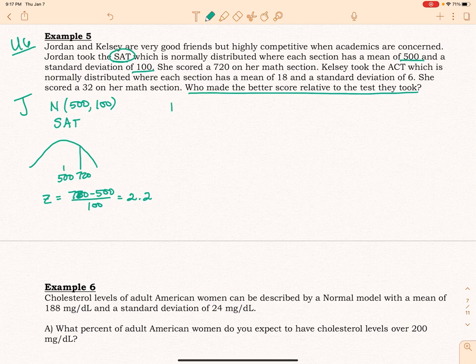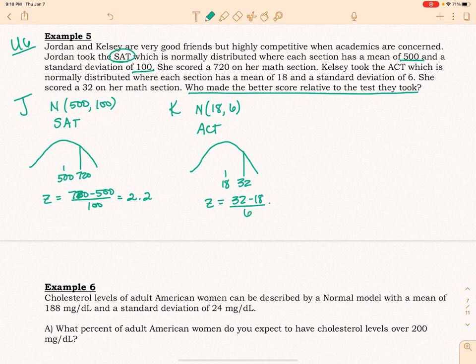So now let's look at Kelsey. Her ACT score is also normally distributed, but with a mean of 18 and a standard deviation of 6. So we're also going to draw a picture for her, and she scored a 32 on her math section. So we're going to find her Z-score. It's going to be 2.3.